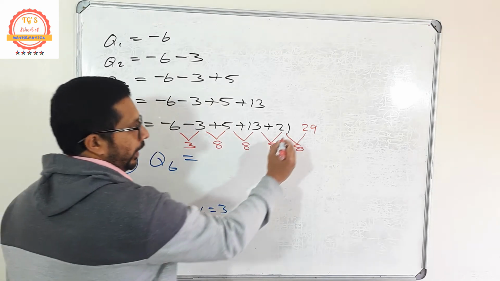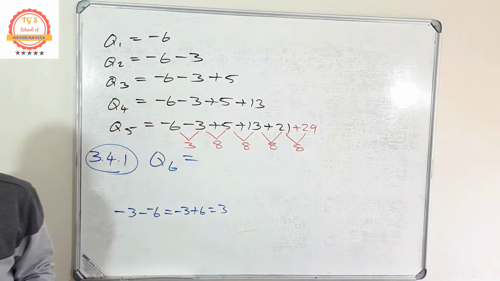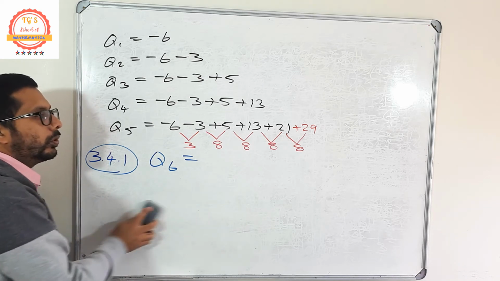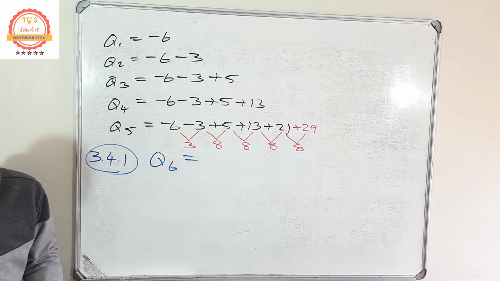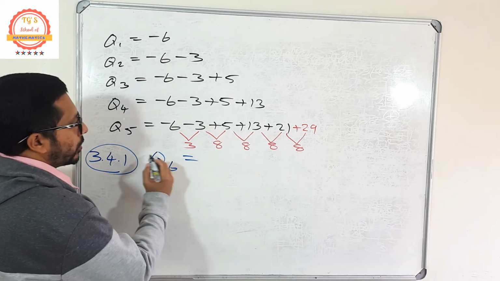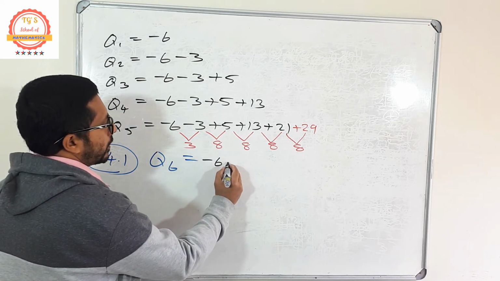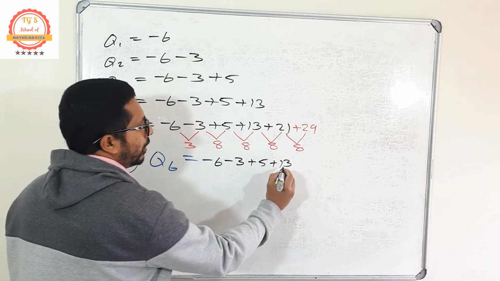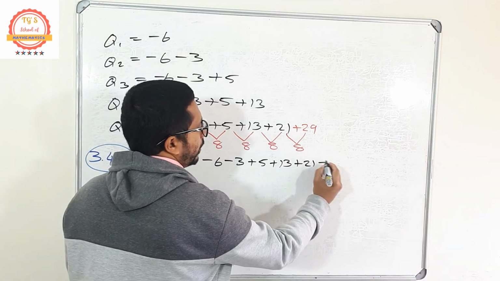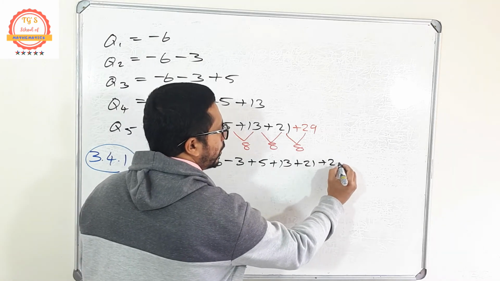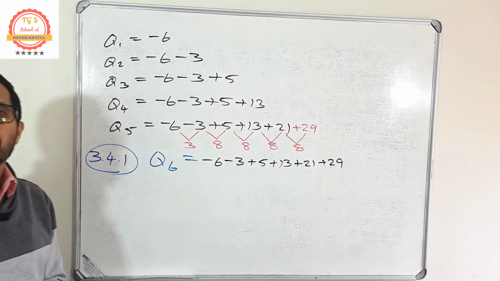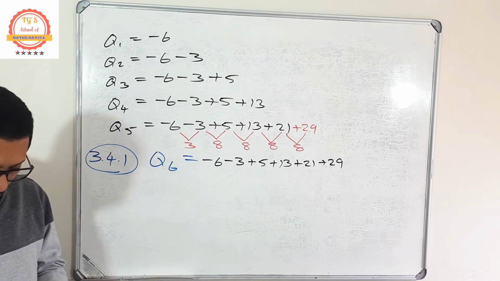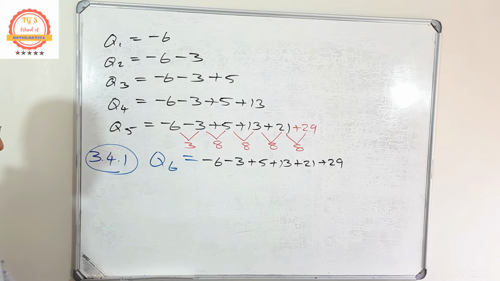Supposed to be 29. So now how can you write? What is our question? You have to write a numerical expression for Q6. So how can you write the numerical expression? Q6 is equal to minus 6 minus 3 plus 5 plus 13 plus 21, and the next term is 21 plus 8, that means 29. So that is question number 3.4.1. Now next question number 3.4.2.